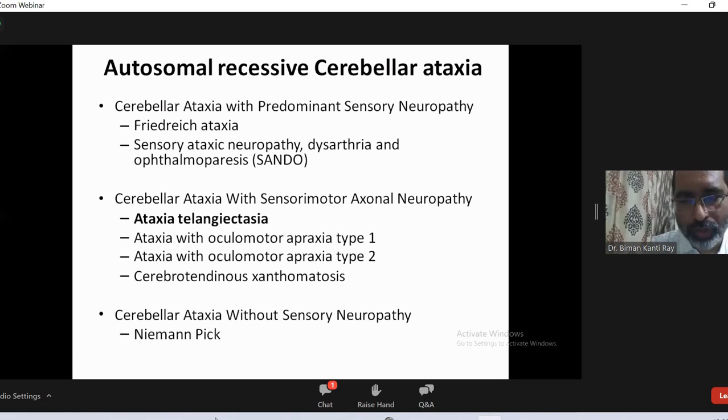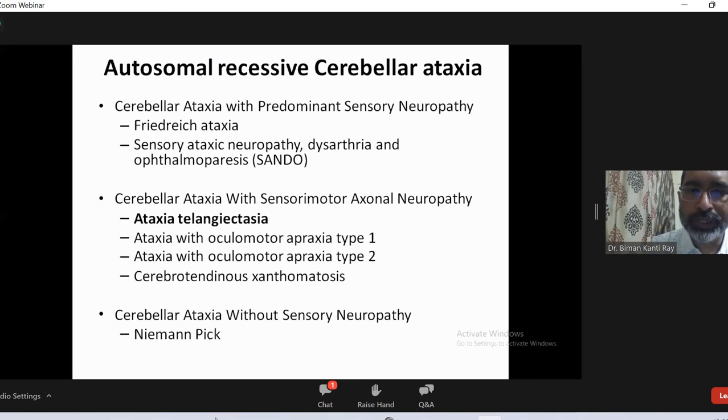And for clinical purposes, broadly, this has been divided into three groups. One is cerebellar ataxia with predominant sensory neuronopathy. The classical example is Friedreich's ataxia, where there is ataxia with features of neuropathy. And another less commonly seen is SANDO, that is sensory ataxic neuropathy, dysarthria, and ophthalmoparesis.